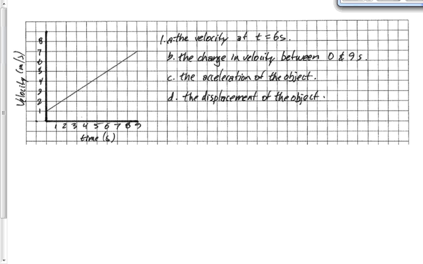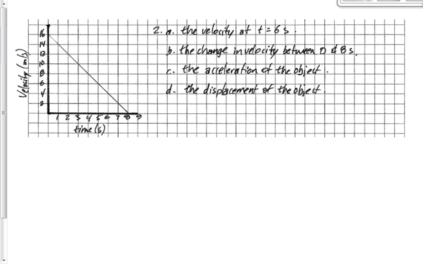Let's take a look at question 2 and 3 on that worksheet here. Number 2A says find the velocity at t is equal to 6 seconds. To do that, we just go up and over. And when we go up and over, we find that it's 4 meters per second. The change in velocity between 0 and 18, well, it's 16 initial, 0 at the end. So 0 minus 16 gives me negative 16 meters per second.